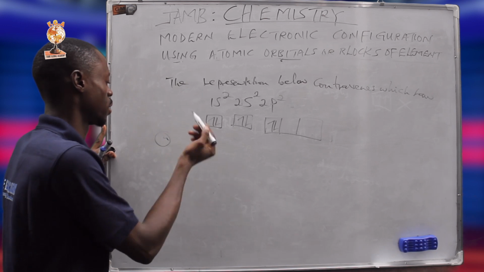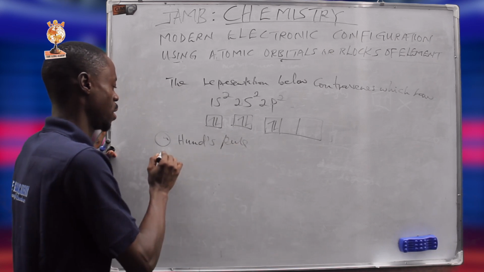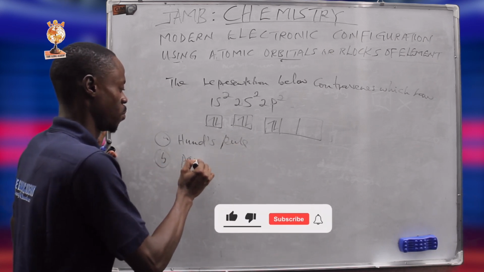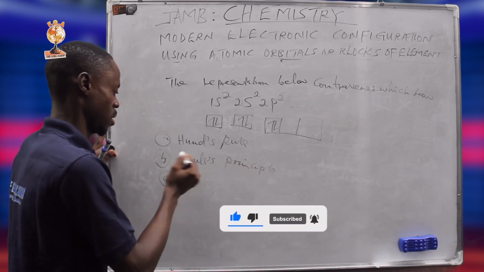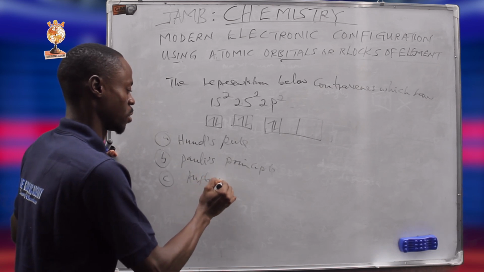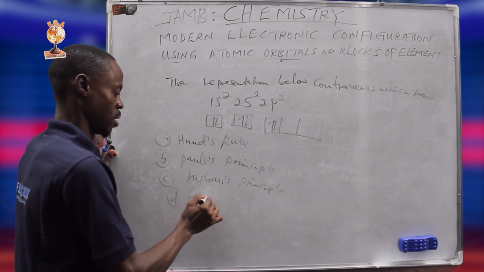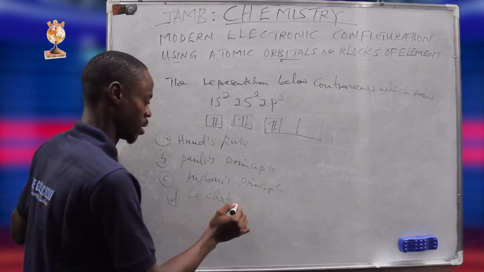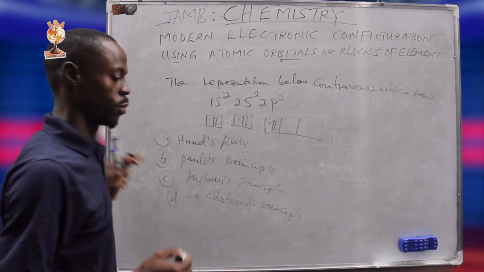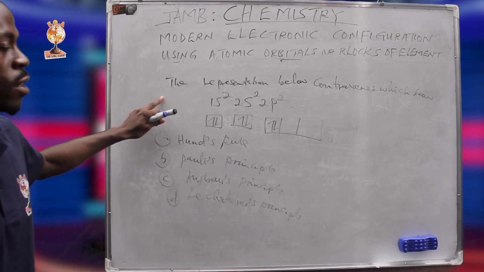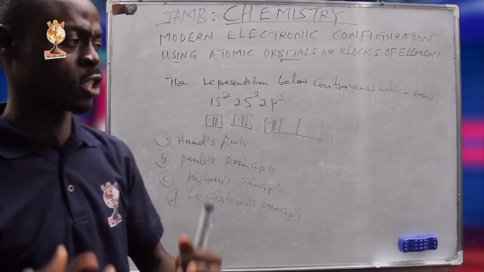We have A, Hund's rule. We have B, Pauli's principle. We have C, Aufbau principle. We have D, Le Chatelier's principle. Look at this question on the board. Very simple to answer. The question says the representation below contravenes which law?